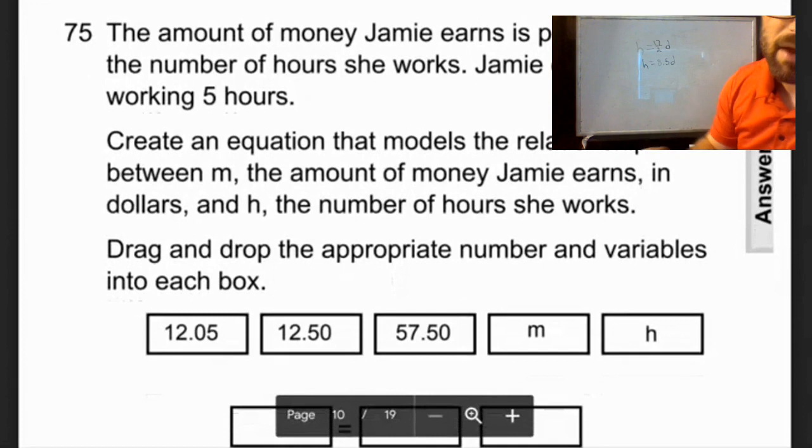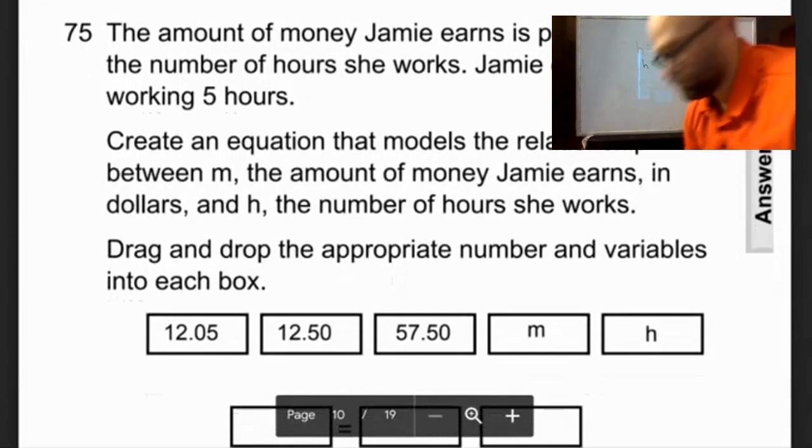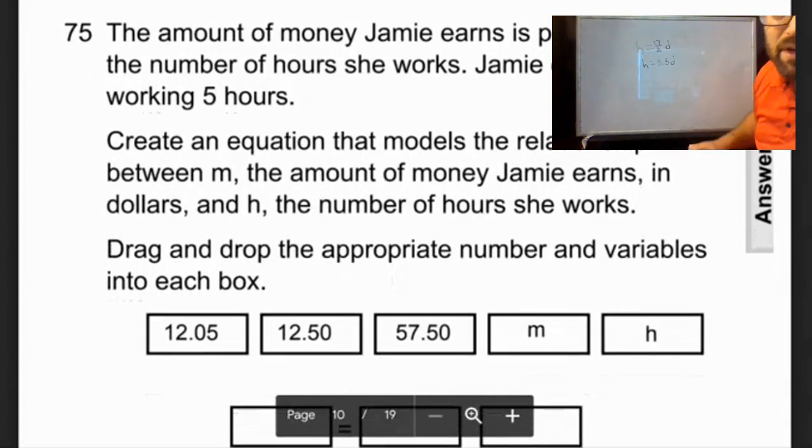Here we go, we have a word problem. The amount of money Jamie earns is proportional. That just means we're at a constant rate to the number of hours she works. All right. So she earns $62.50 in 5 hours. So we know how much pay she gets. Okay, so let's put M for the amount of money. So her money is her outcome, and so money goes on top, 62.50 divided by 5 times the number of hours she works.